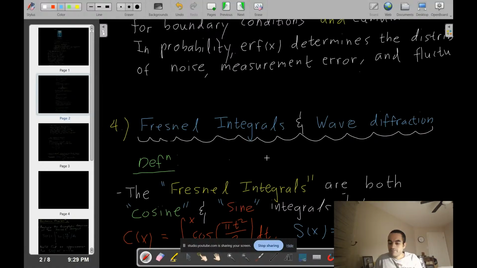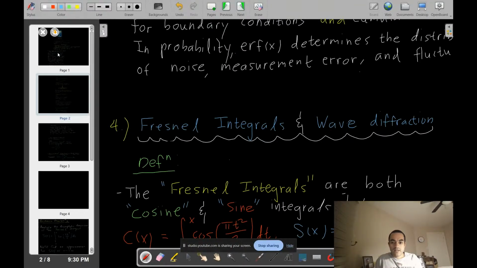Okay, so the Fresnel integrals: capital C of x, that's the cosine Fresnel, is the integral from 0 to x of cos of pi t squared over 2 with respect to t. And then the other one is the sine Fresnel, capital S of x, the integral from 0 to x of sine of pi t squared divided by 2 dt. That makes sense.